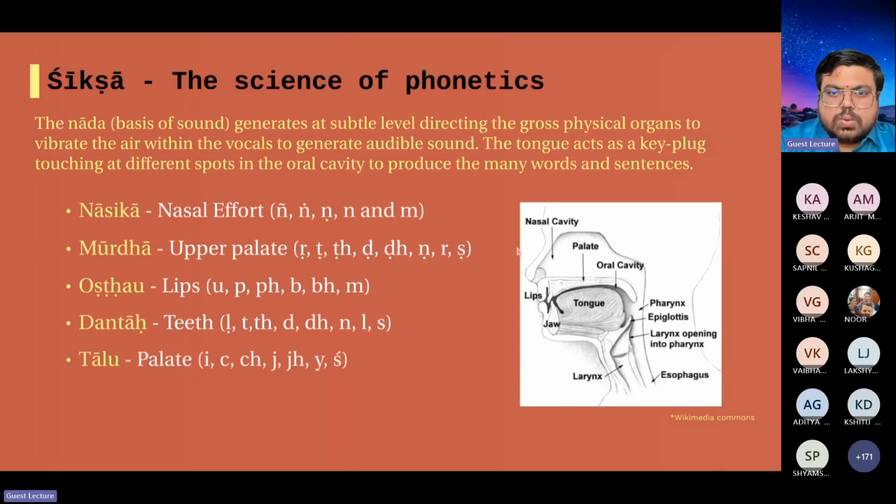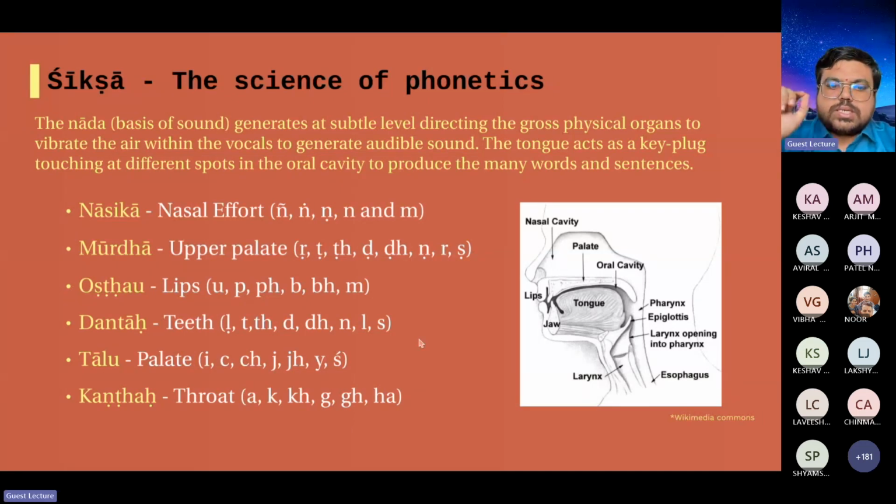Then you have talu. So kantha is the section of the letters which associate with a, ka, kha, ga, gha, and ha.